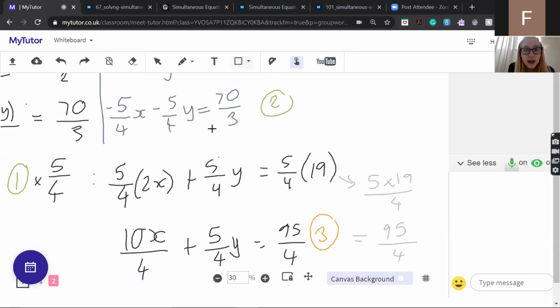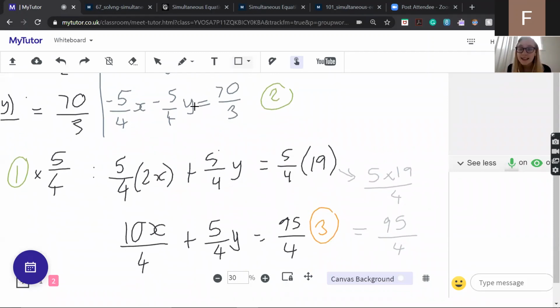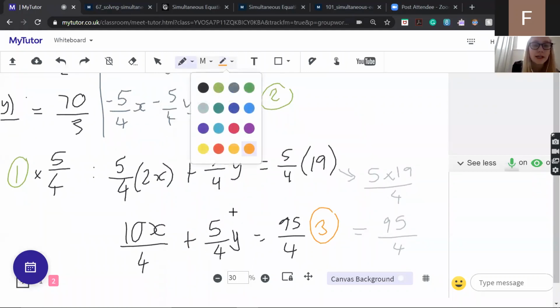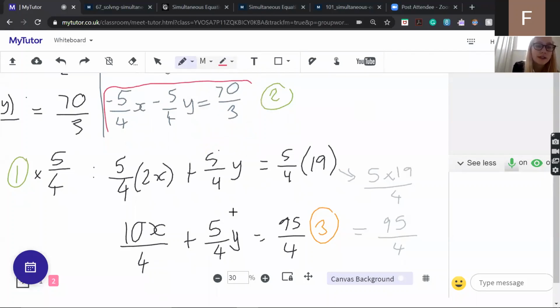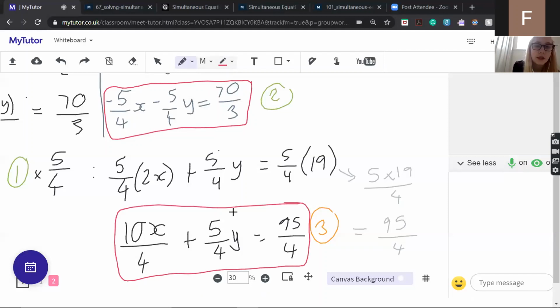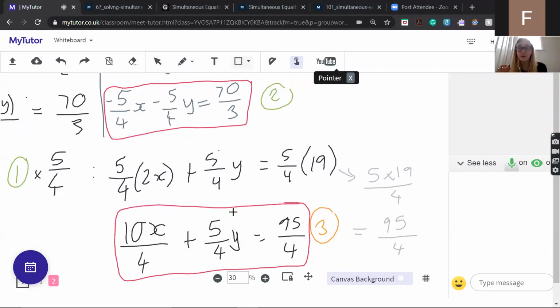So what I'm going to do now is add the two equations because we've got a minus 5 over 4y and a 5 over 4y. Let me just circle the two equations that we're now using, because there's a lot of writing on this screen and this might make it a bit clearer. So we've got a minus 5 over 4y and a 5 over 4y. So when we add them, it's going to become 0. It's like if we had a minus 2 and a 2. If we add them, they become 0.